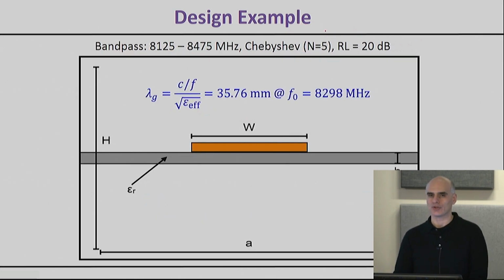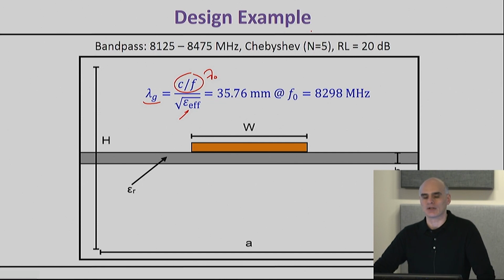The other calculation you need is basically the equivalent lambda g. So that's the guided wavelength. So lambda g is basically nothing else but lambda naught, the free space wavelength, divided by the effective dielectric constant, which is practically 1. And so essentially you basically have almost free space wavelength in this calculation.